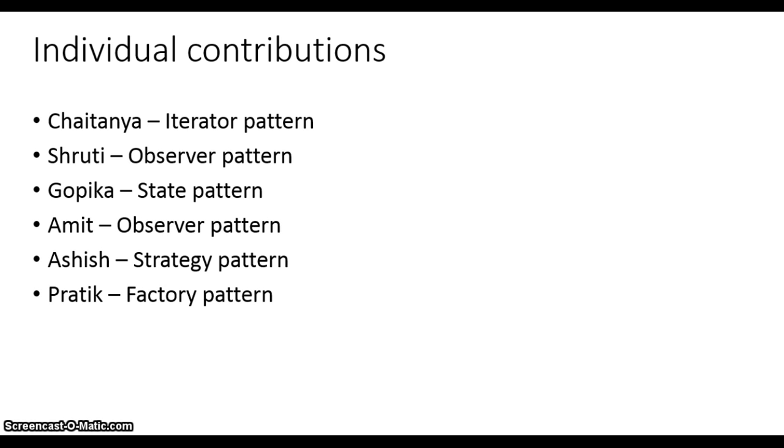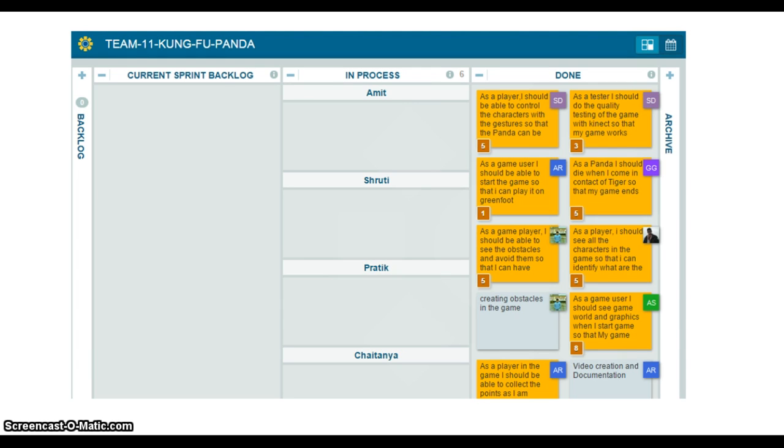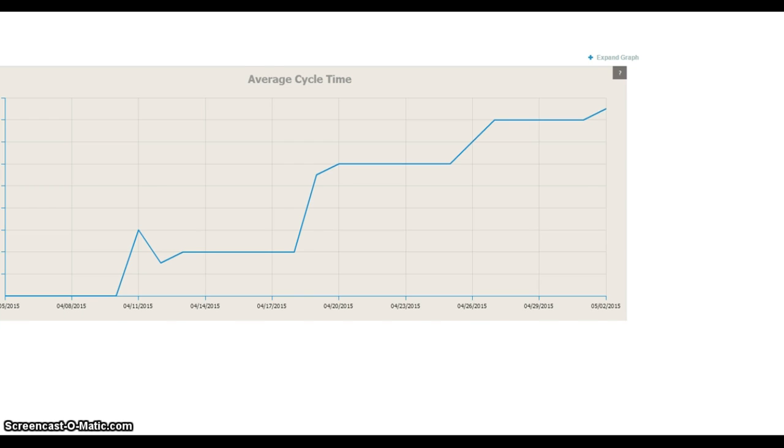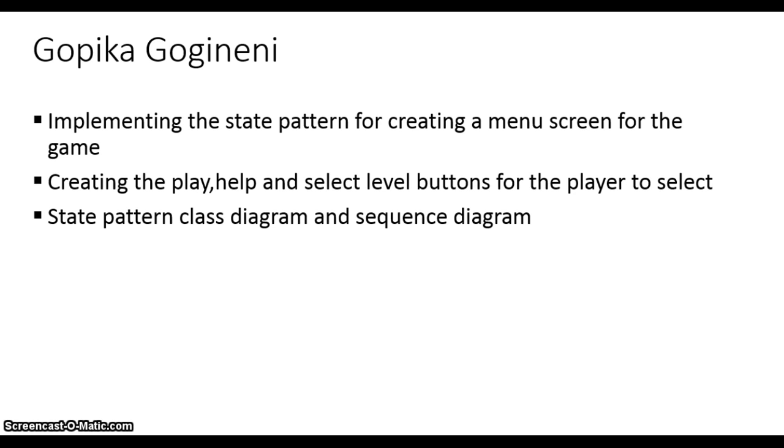And talking about the individual contributions, these are the different patterns that have been implemented by every member in the team with which we have come up with this game today. And this is our final Kanban board and cycle time report. And coming to me, I have implemented state pattern for developing the menu screen of the game. This screen consists of 3 different buttons which include play, help, and select level. And based upon the button clicked by the player, the state will be changed.